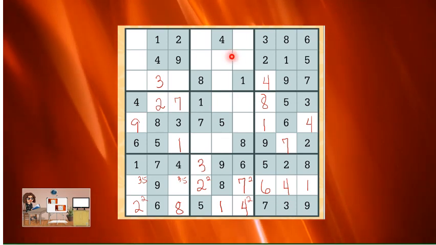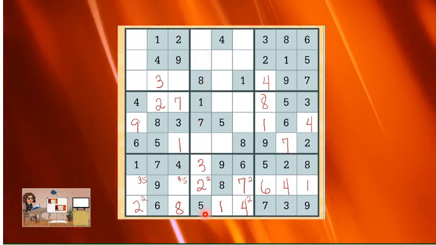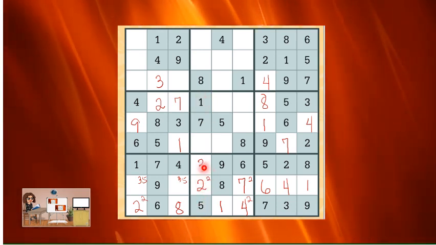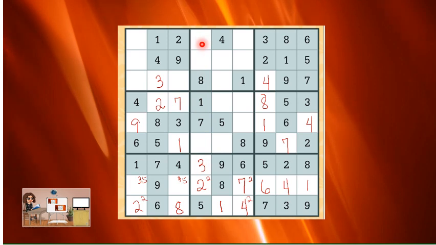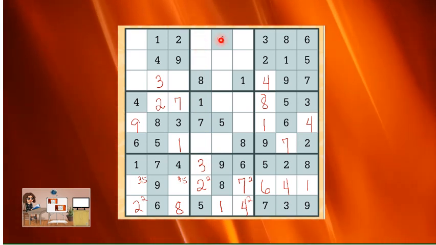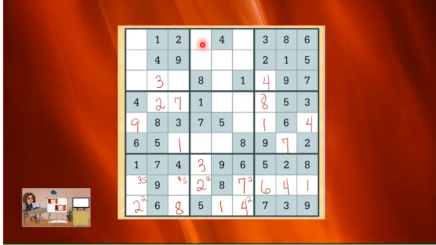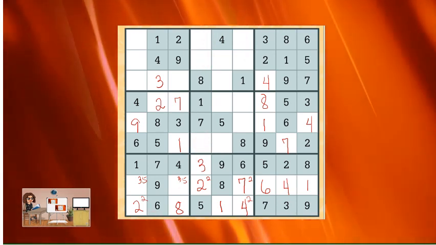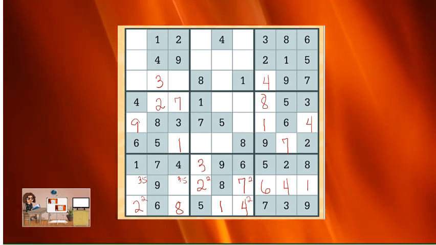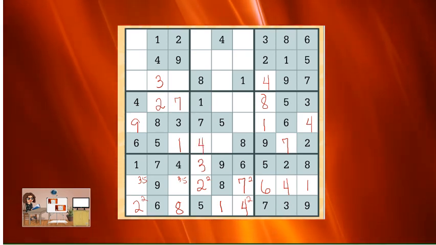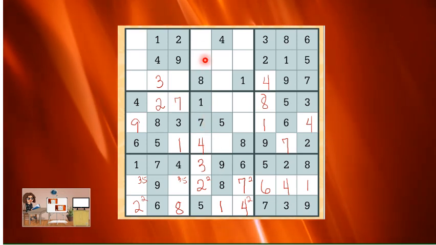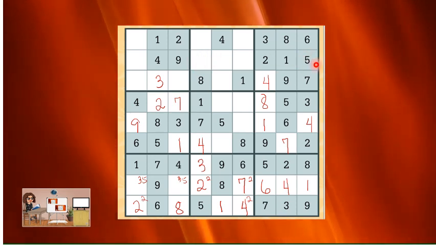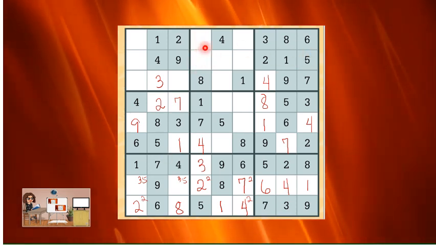Next one is this column. So the given are 1, 2, 3, 4 is missing, but 4 cannot be written here because 4 is already on this block. So the cell or the place where to write 4 is only here. So we have to write 4 here. 4, 5, 5 is missing. So we cannot write 5 here because of this 5. So the place to put 5 is here.